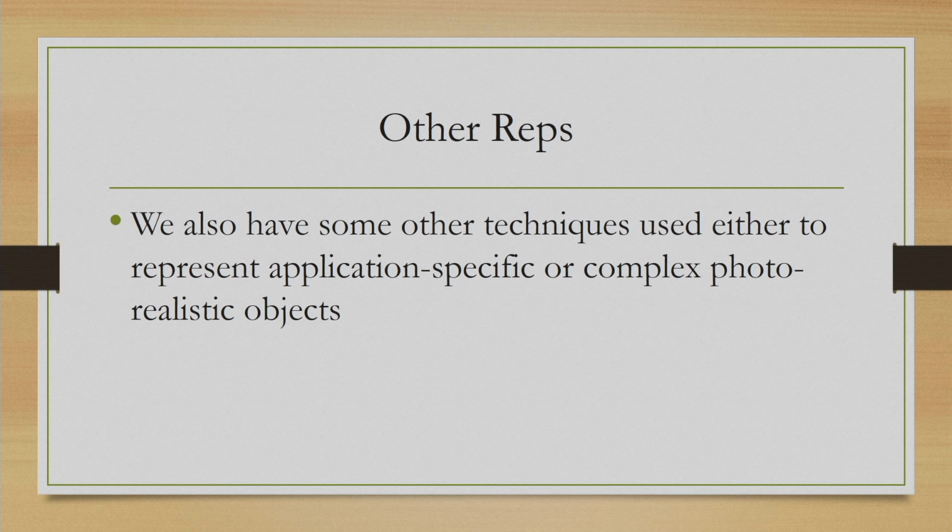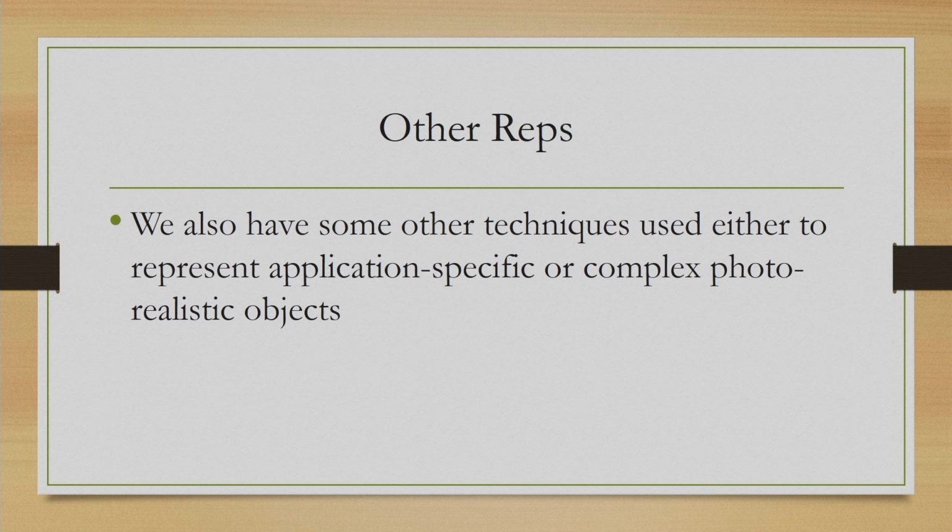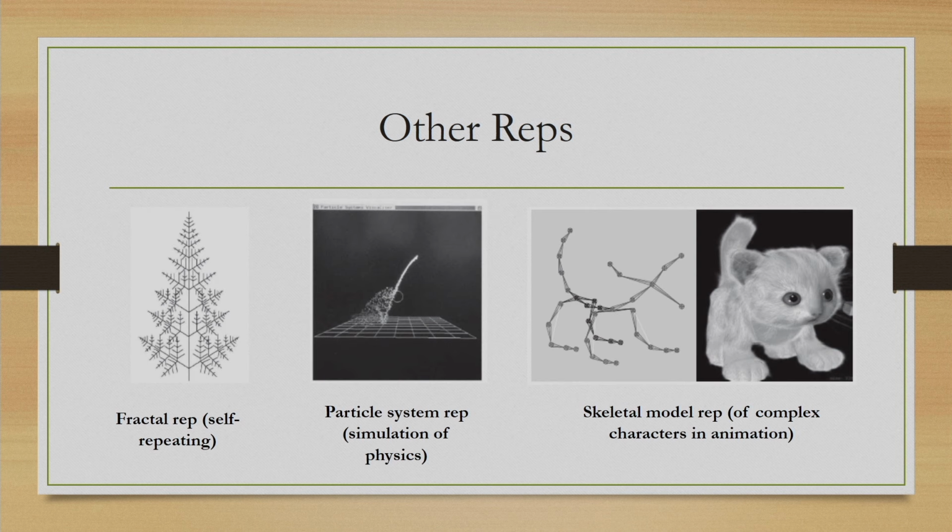Now, apart from these broad categories and subcategories, there are some other techniques which do not fall into any of these broad categories, which are categories in itself. They are mainly application specific or complex photorealistic object representation. Complex photorealistic object representation indicates that those techniques are used to represent realistic effects in a very complex way. Let us see few examples.